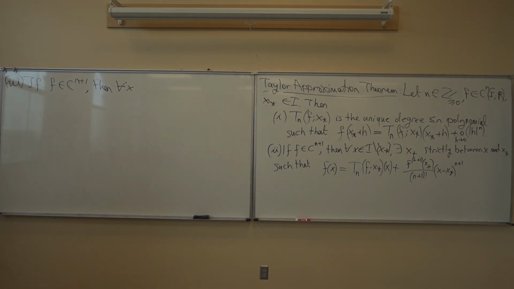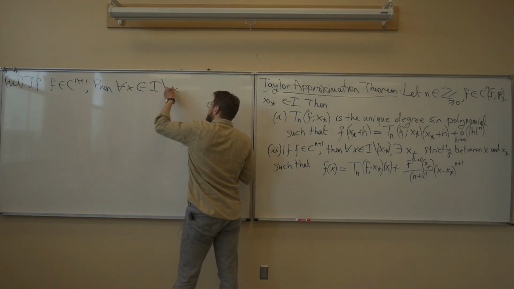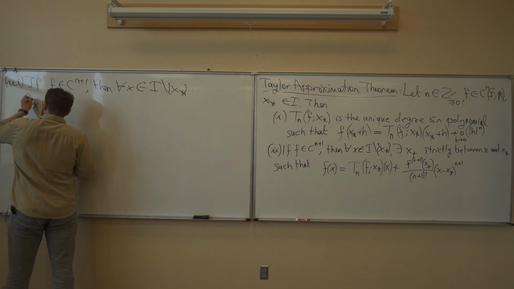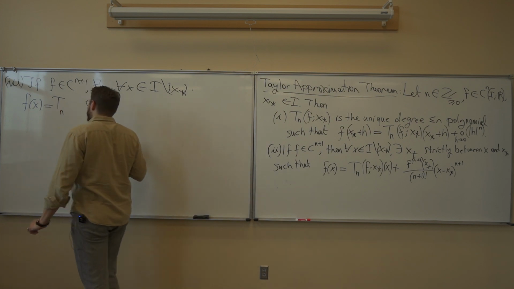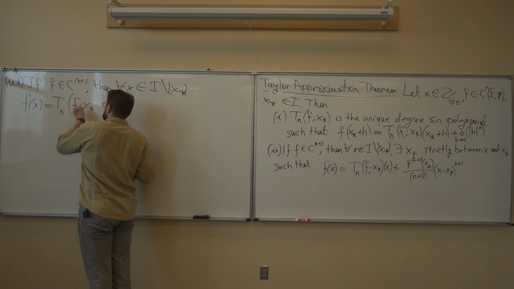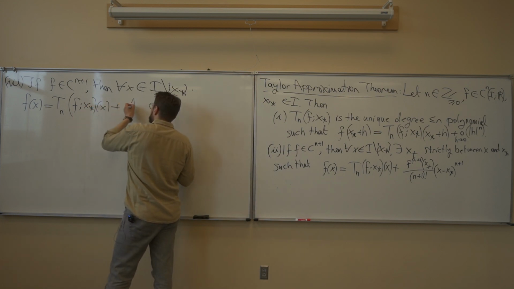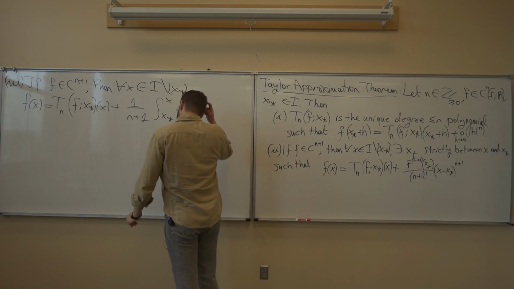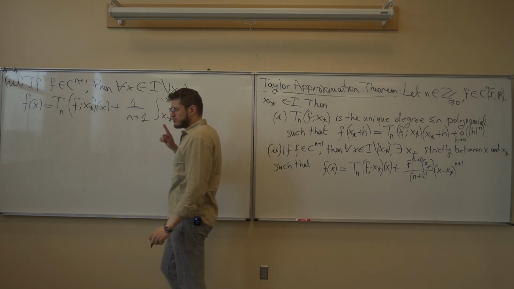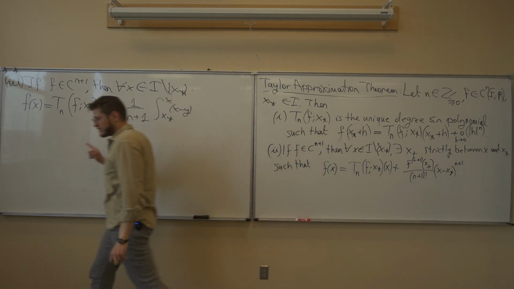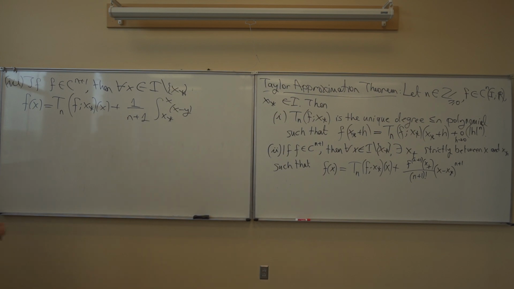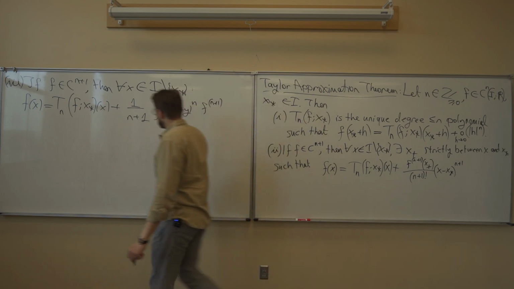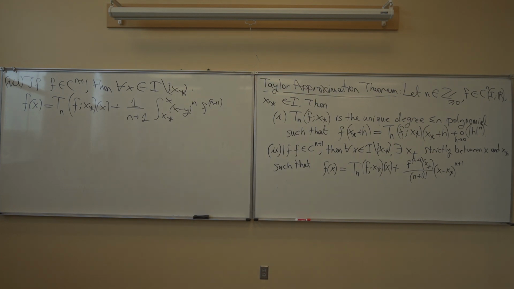For any x that is distinct from x star, f of x equals the nth Taylor polynomial plus 1 over n plus 1 times the integral from x star to x of x minus y raised to the power n, multiplied by the n plus first derivative of f at y, dy.